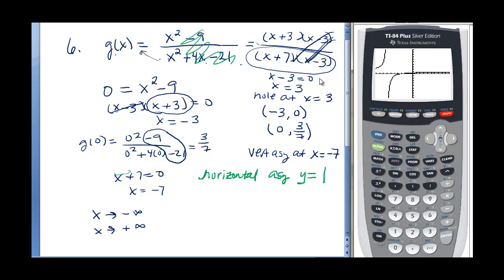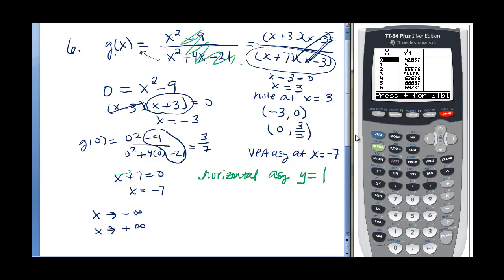To confirm the hole at the graph, I could use my table. So let's do table set at 0 and go up by ones. And I would have an error at 3. And that is what I would expect. I would expect to have a hole in the graph at 3.